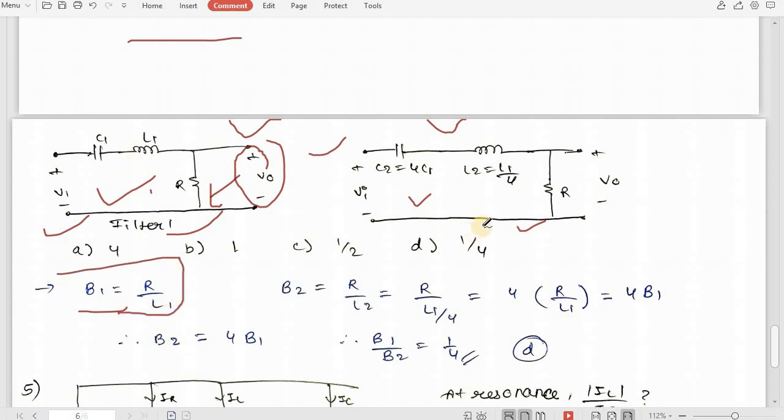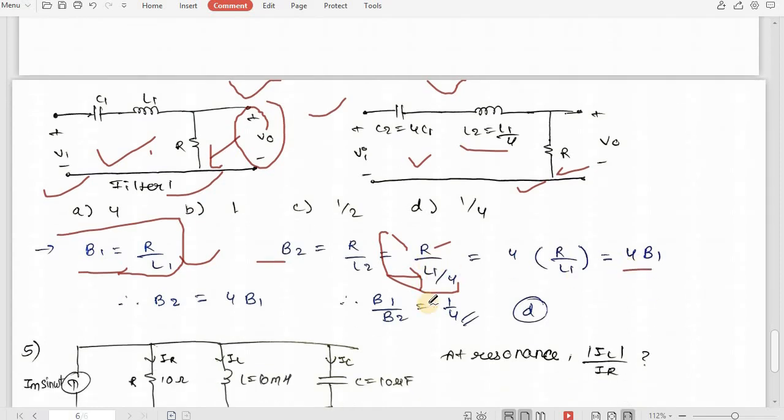For filter 2, our formula will be R by L, which is nothing but R2 by L2. R2 is R here, so we will keep R as it is. L2 is L1 by 4, so we substitute L2 with L1 by 4, so it will be R upon L1 by 4. Now this 4 will go to the numerator, so it will be 4R by L1. R by L1 is B1, so we get B2 is equal to 4B1.